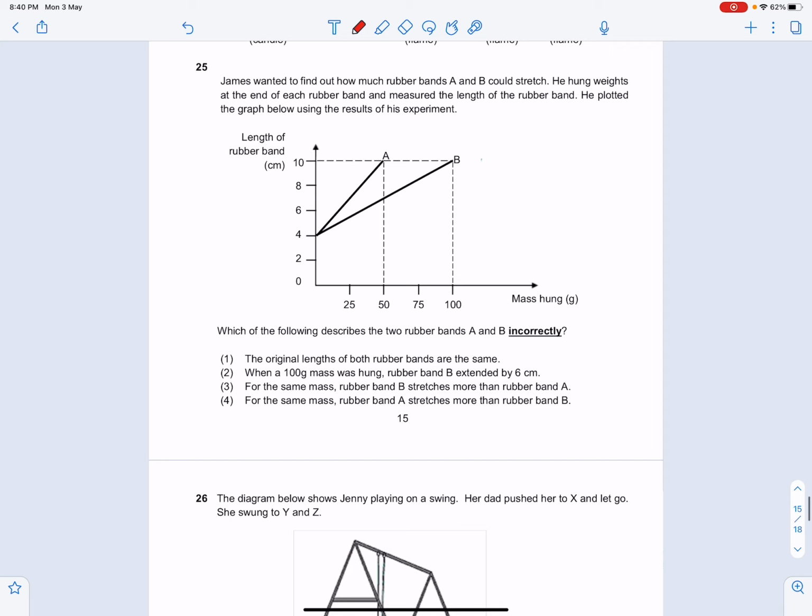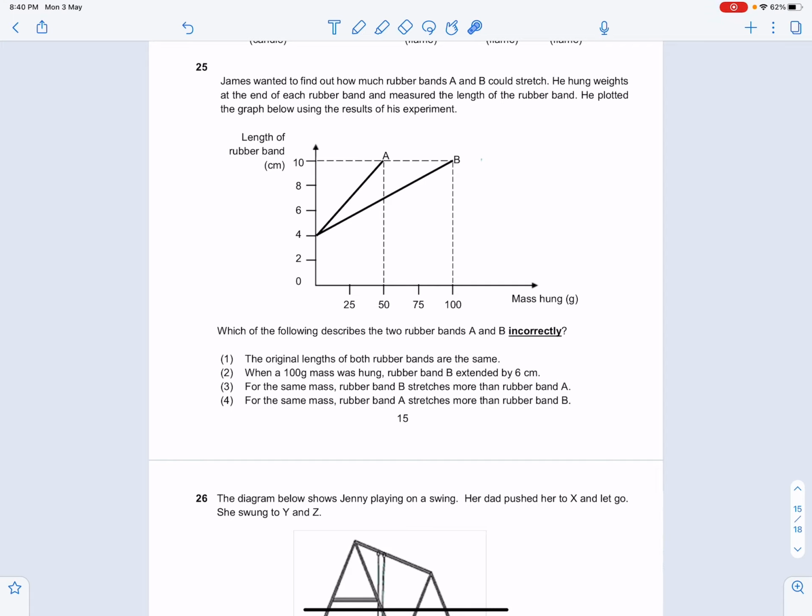25. James wanted to find out how much rubber bands A and B could stretch. He hung weights at the end of each rubber band and measured the length of the rubber band. He plotted the graph below using his experiment results. Which of the following describes the two rubber bands A and B correctly?